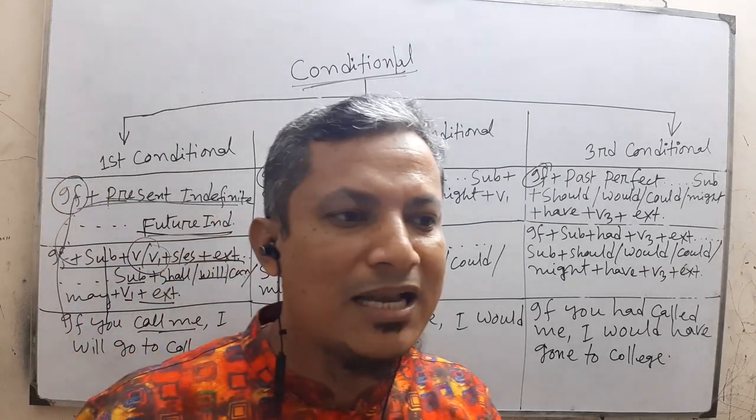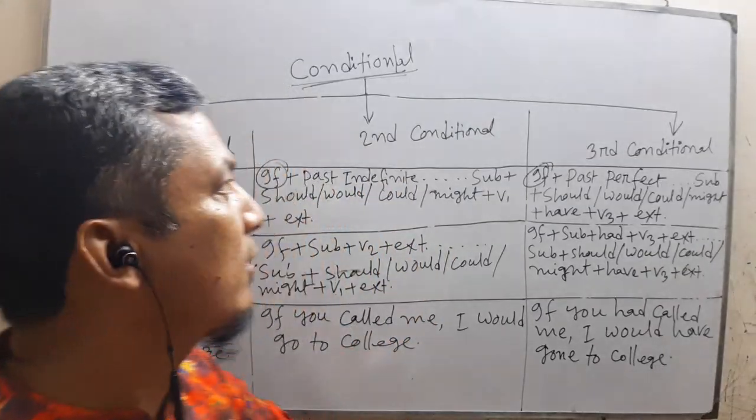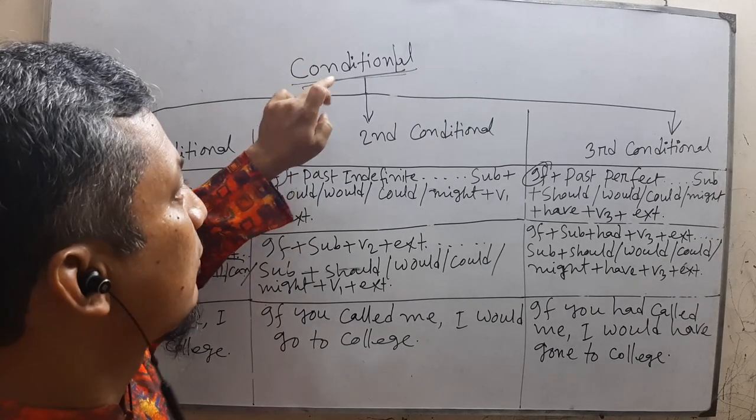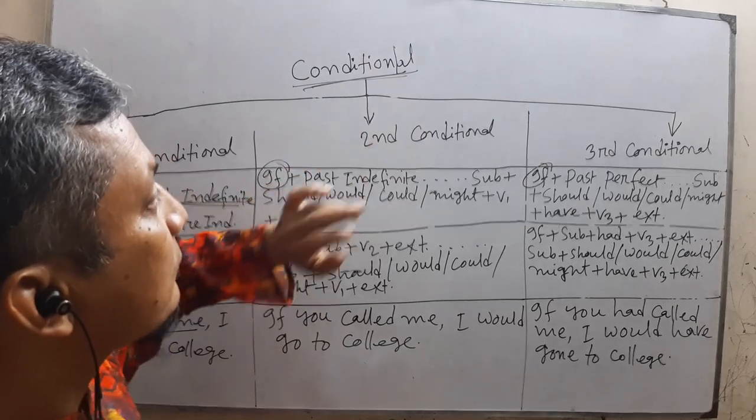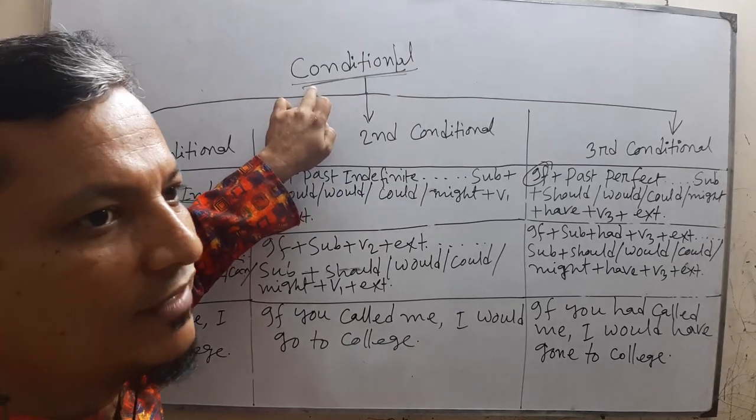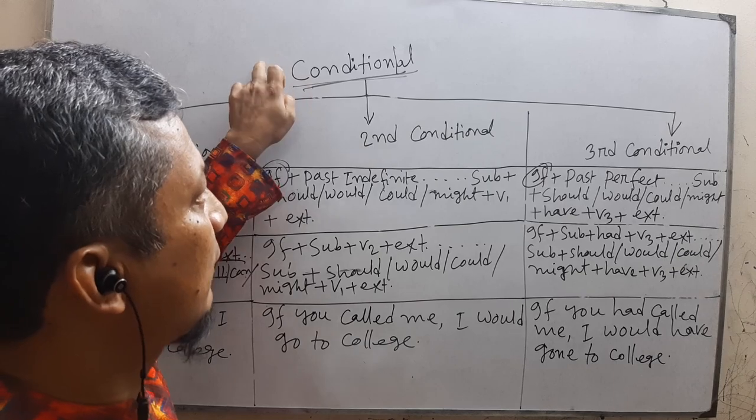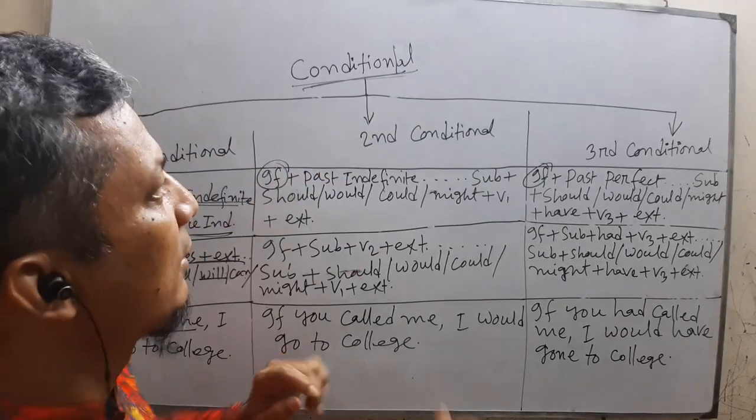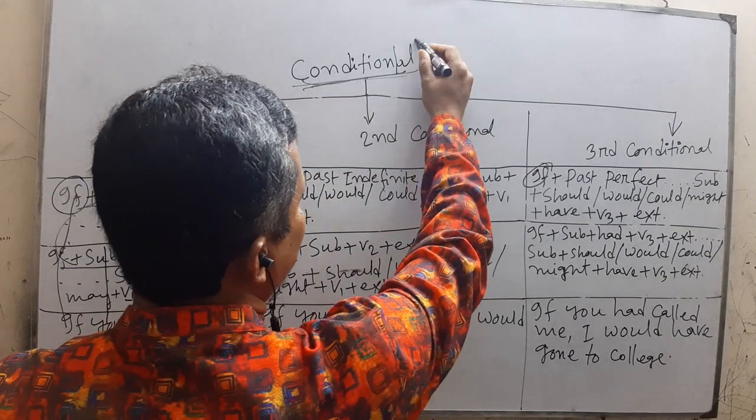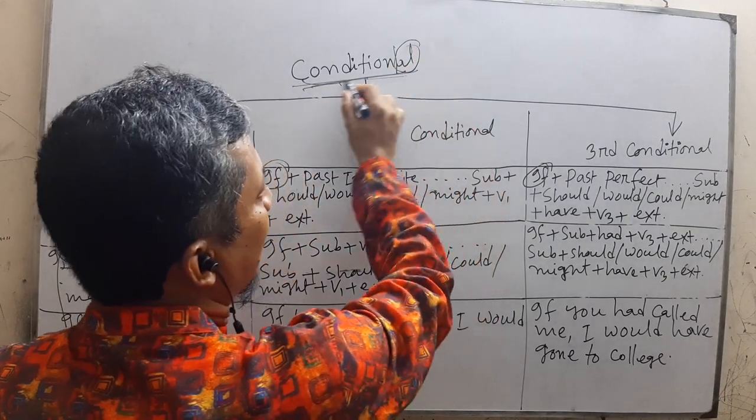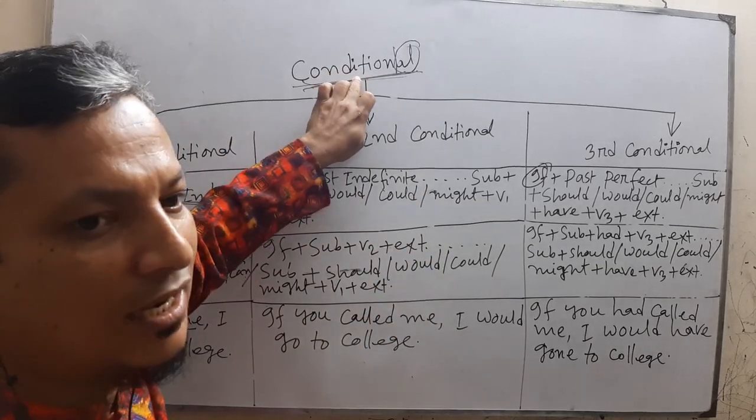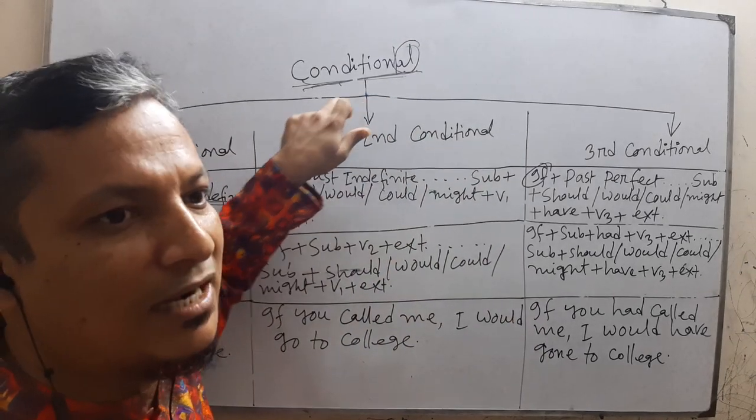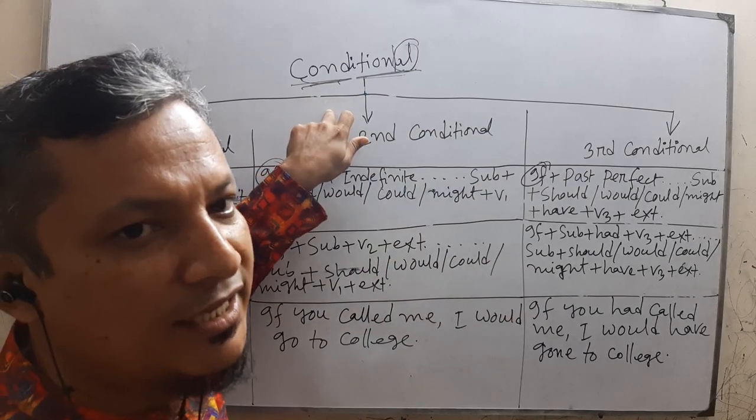My dear students, do you know what is the Bangla meaning of condition? The Bangla meaning of condition is shorto. This is related to noun. What is the adjective of this word? The adjective of this word is conditional. Am I clear to you? This is the basic word. We have added L. Now it is conditional. What is the Bangla meaning of conditional? The Bangla meaning of conditional is shartadhin.